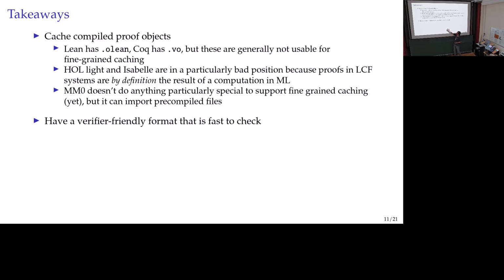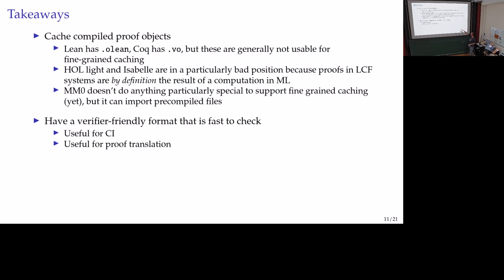Second takeaway is to have a verifier-friendly format that is fast to check. I mean, Olean and VO are kind of that's the idea. But this is, I think, really clearly emphasized with the design of Metamath. I won't be able to go into the details of the binary format there, but it's really laid out in such a way that the verifier has almost nothing to do. They just have to check that every line is in fact an application of the thing that it says it is. And this is sort of what gives you this linear time property.